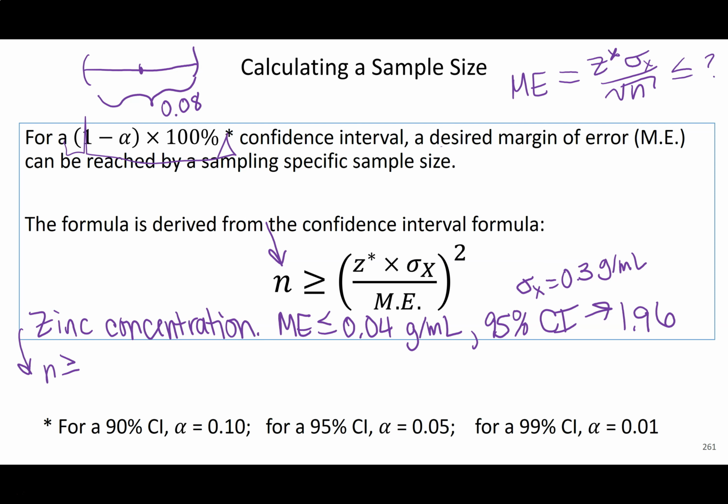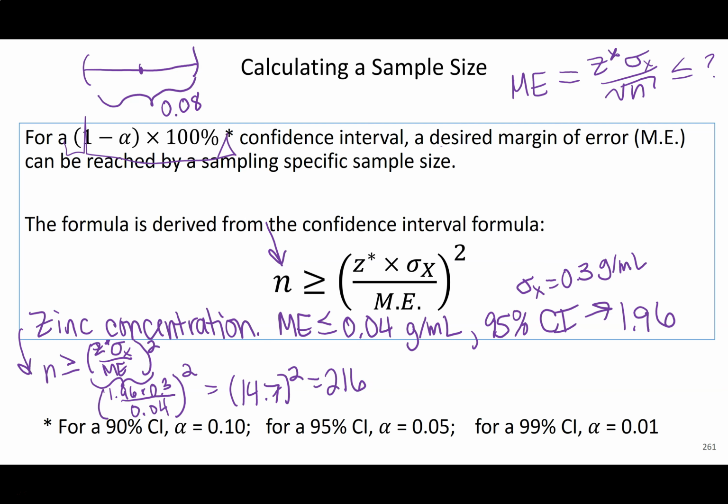So, n is z star times sigma over margin of error, squared. I'm going to just focus on this part first. So 1.96 times 0.3 divided by 0.04. Square that. I'm going to get 14.7 squared, which is equal to 216.09.